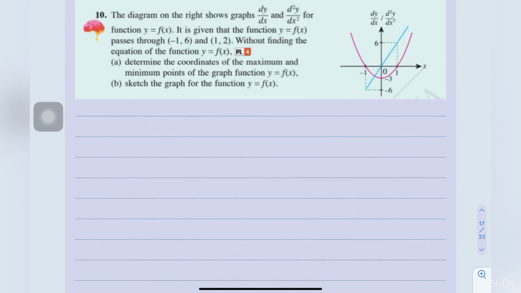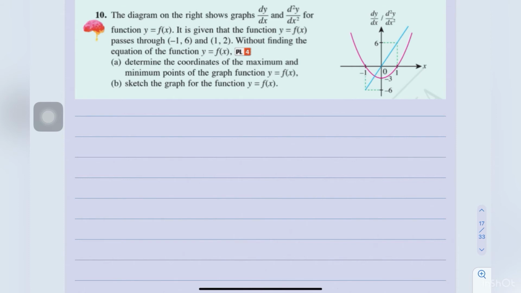Okay, question number 10. The diagram on the right shows the graph of dy dx and d squared y dx squared for function y equals f(x). It is given that the function y equals f(x) passes through (-1, 6) and (1, 2). Without finding the equation of the function y equals f(x), (a) determine the coordinates of the maximum and minimum points of the graph of function y equals f(x), and (b) sketch the graph for the function y equals f(x).